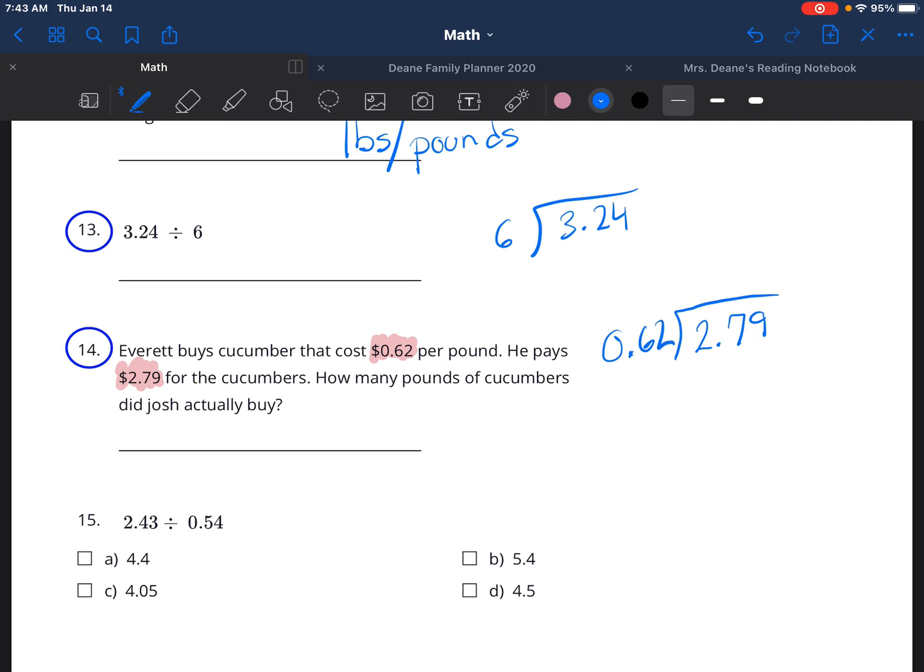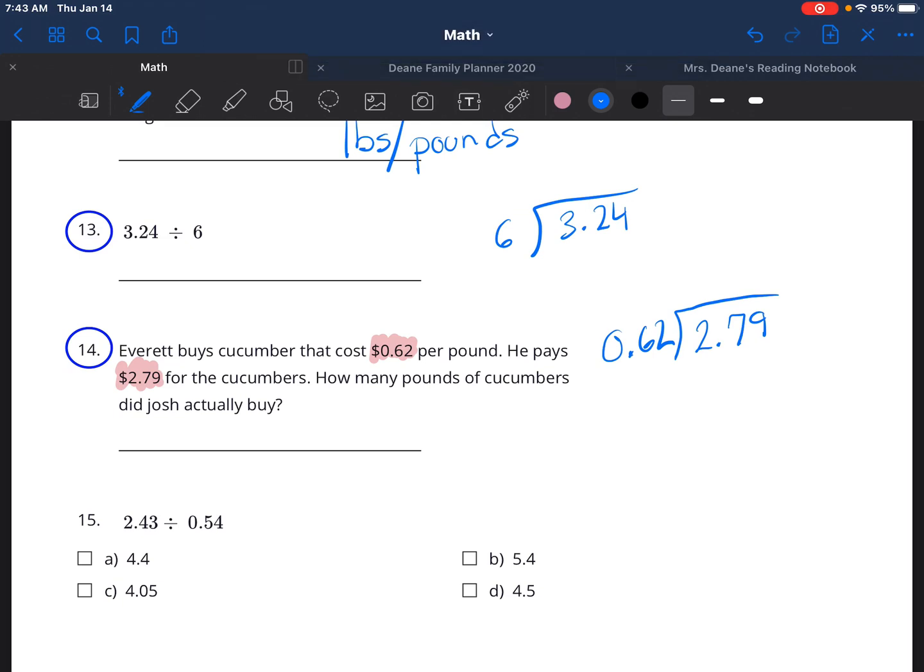And if you're noticing here, we do have to move our decimal because we have a decimal in our divisor. So when you move your decimal, don't forget you have to move it on the inside number as well. Your goal is to have a whole number on the outside, not a decimal. So then you'll solve that.